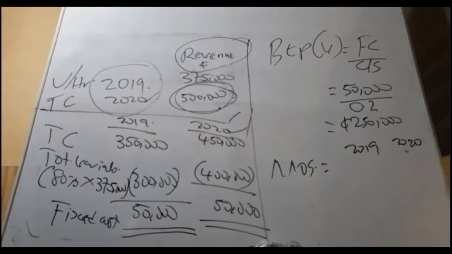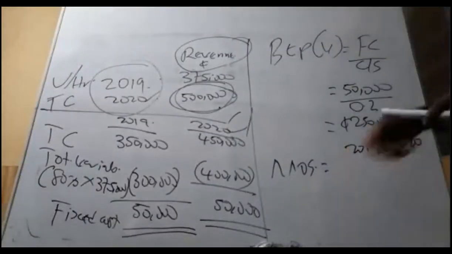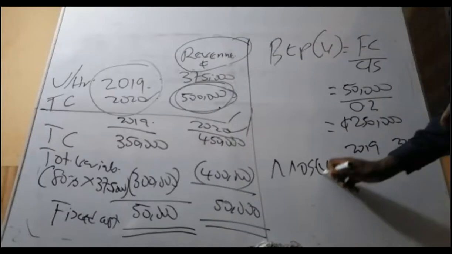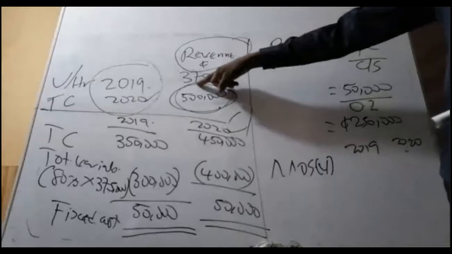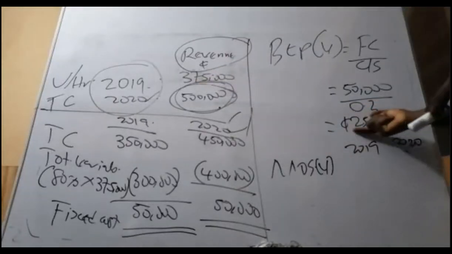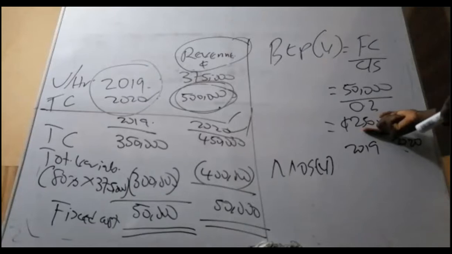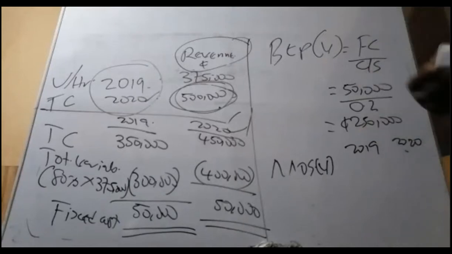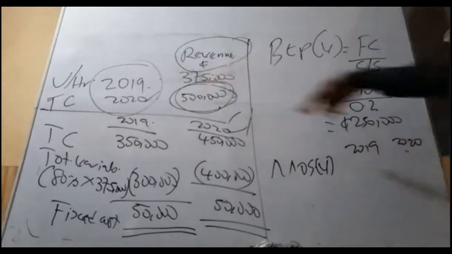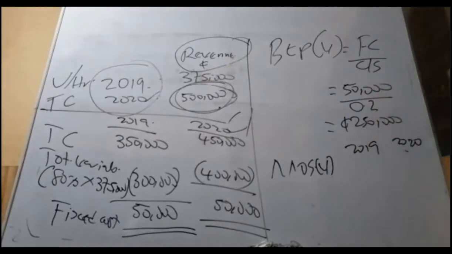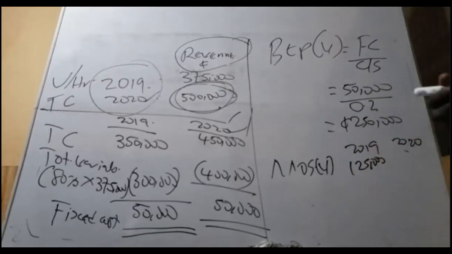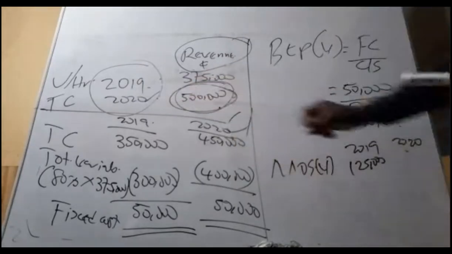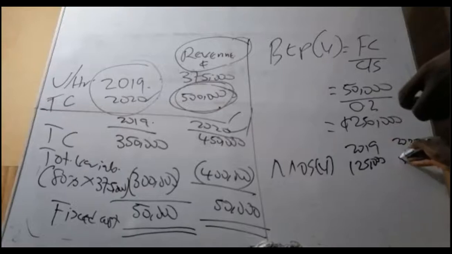Okay, so let's finalize. We are about to end the session. Margin of safety in terms of value: just find the difference from the budgeted sales revenue. The sales value was 375, right? Break-even sales value is 250. So what is the difference? The margin of safety in terms of value is 375 minus 250, which is 125. Then for 2020, 500 minus 250 will give us 250.